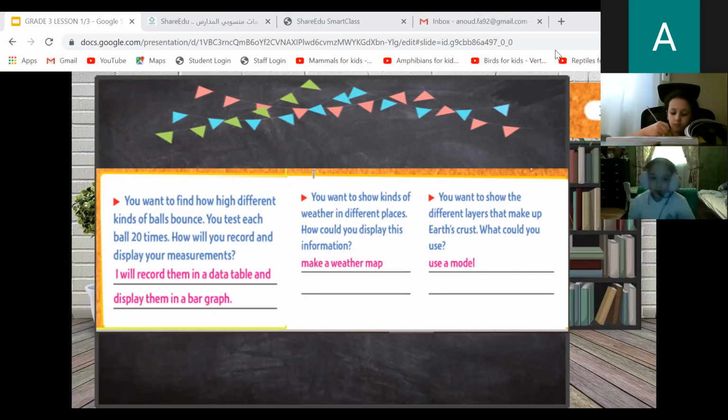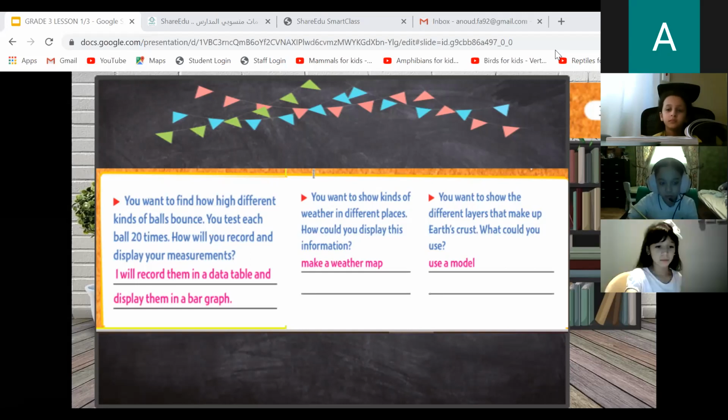Now, think with me. Okay. You want to show kinds of weather in different places. How can you display this data? I want you to tell me about this data. What are you going to tell me? How? Around the Saudi kingdom here. Now, I want you to tell me in Riyadh and Jeddah and Khubar and Dammam and Jazan, Mecca, Al-Taif. Tell me about these 7 cities.